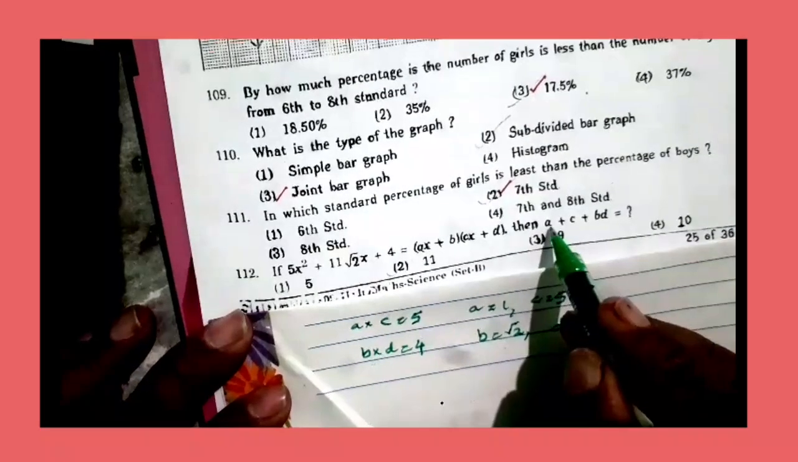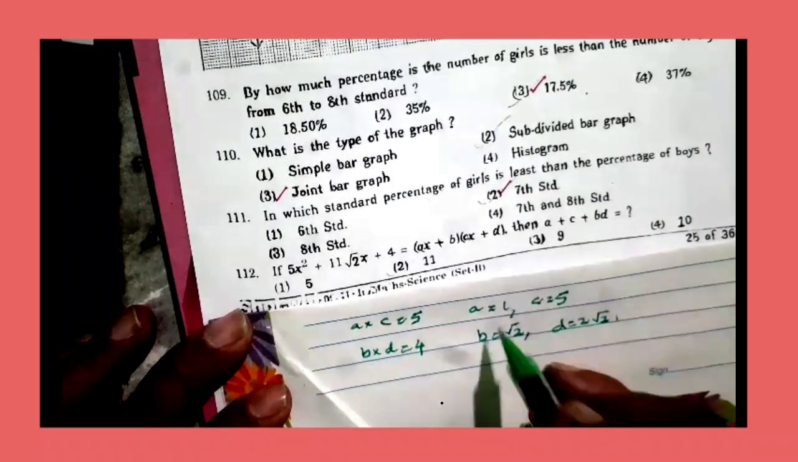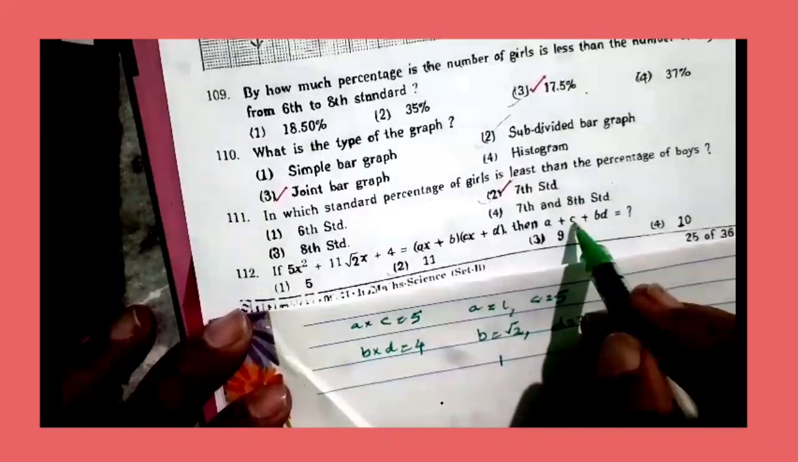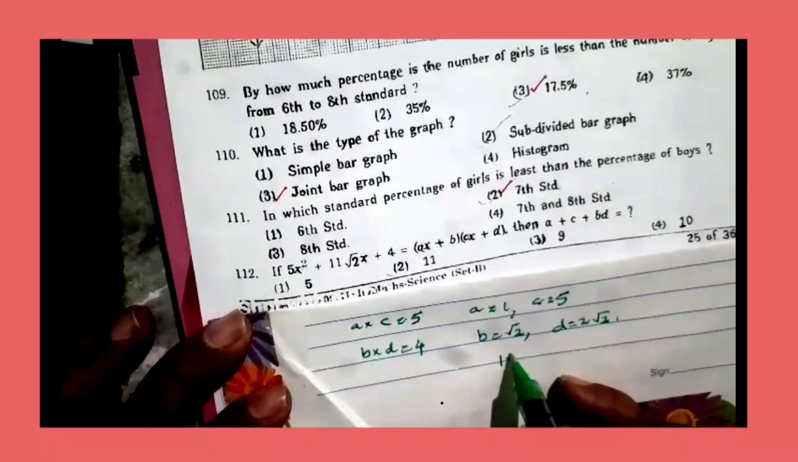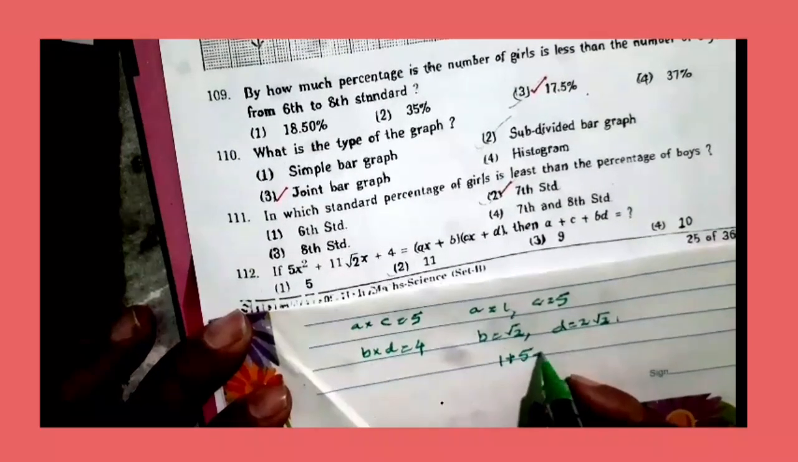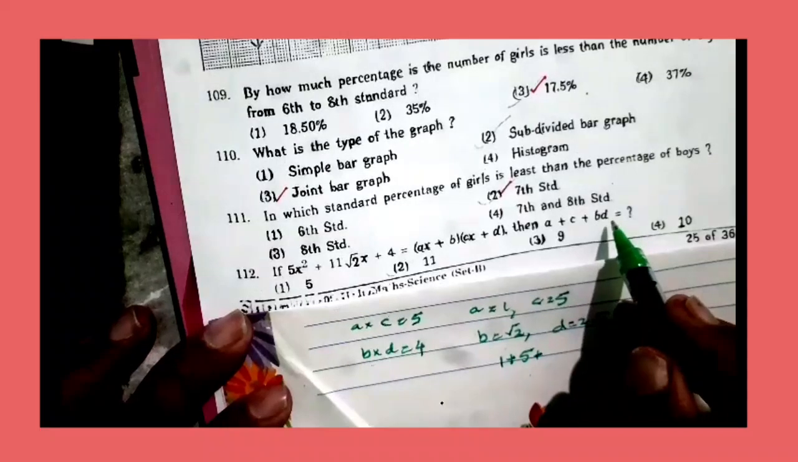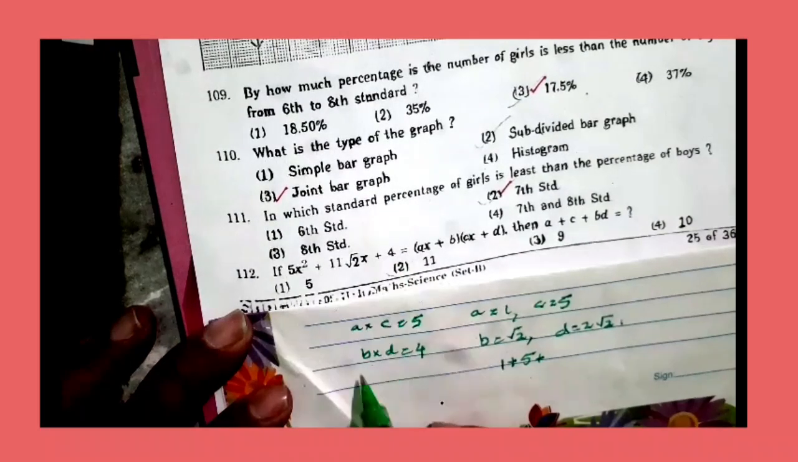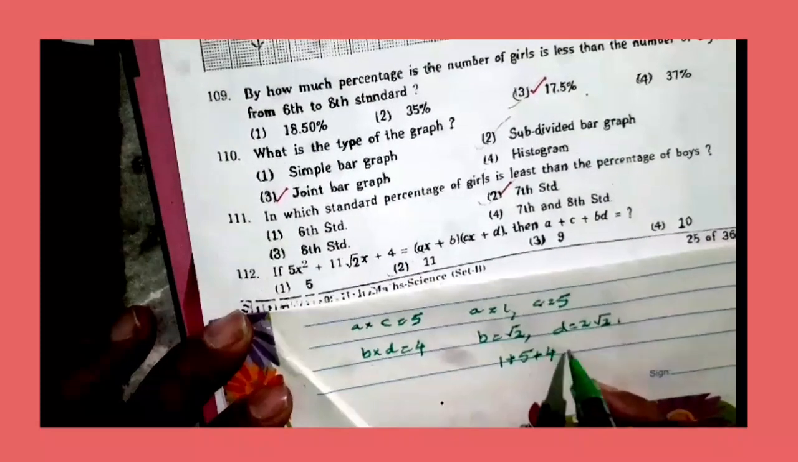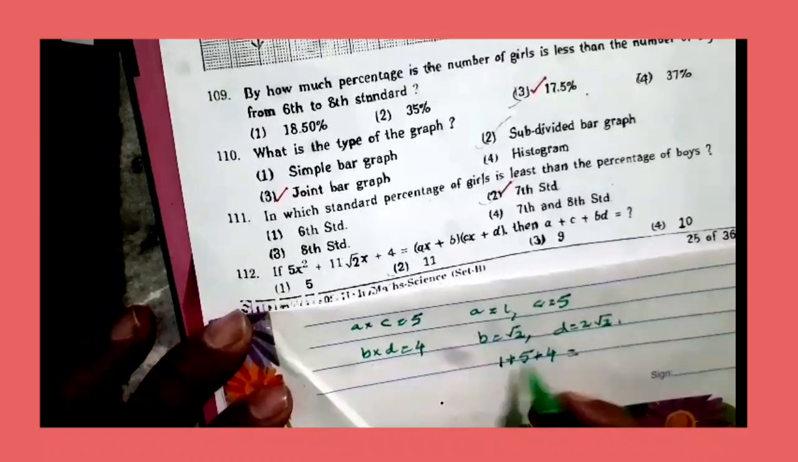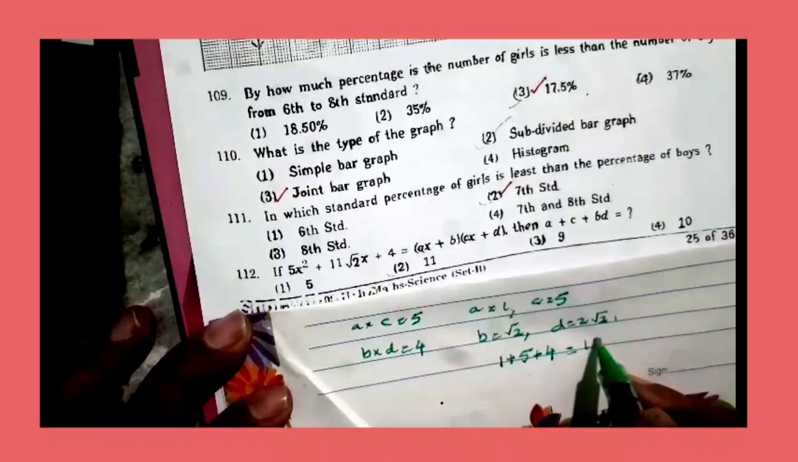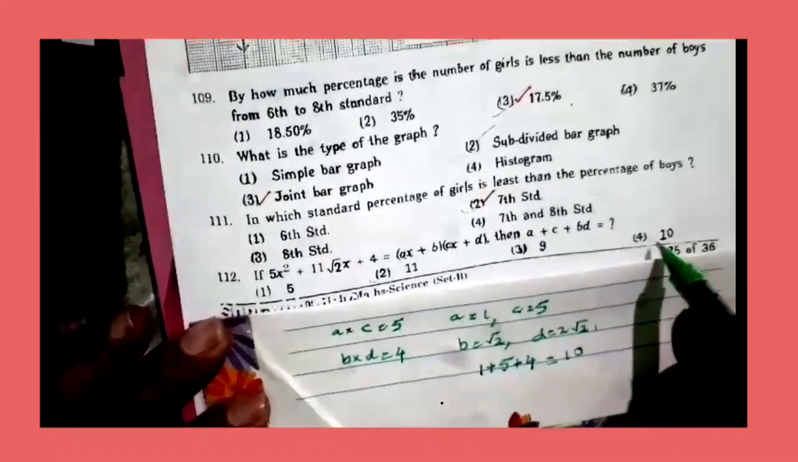Then find this value. A is 1 plus C, C is 5, plus BD, BD we get directly 4. 5 plus 1 is 6, plus 4 is 10. 10 is our answer.